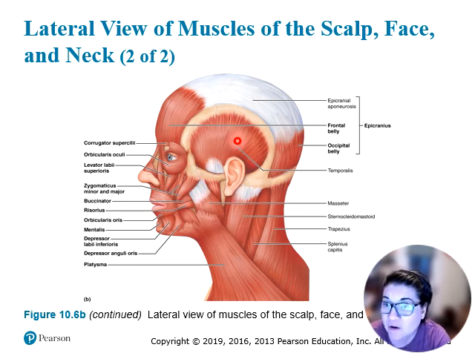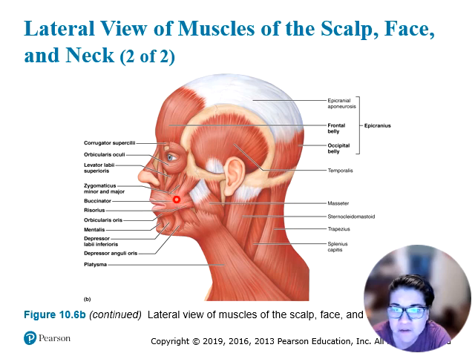Temporalis is right here on your temporal bone. Frontal belly is on your frontal bone. Occipital belly is on your occipital bone. You don't have a muscle here. Zygomaticus is your smile muscle, and you have a major and a minor. You have your orbicularis oculi, which is a circular muscle around your eye, and your corrugator supercilii is your eyebrow.